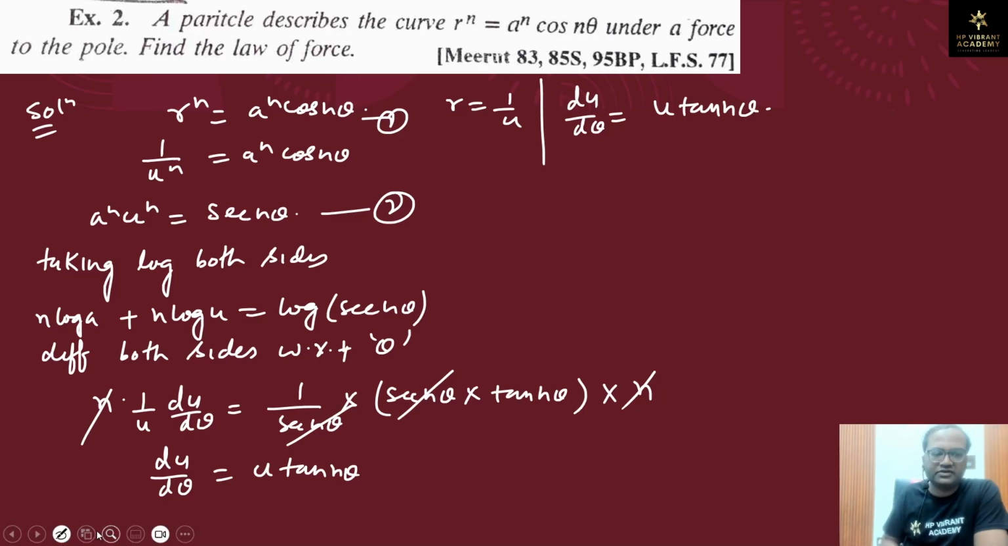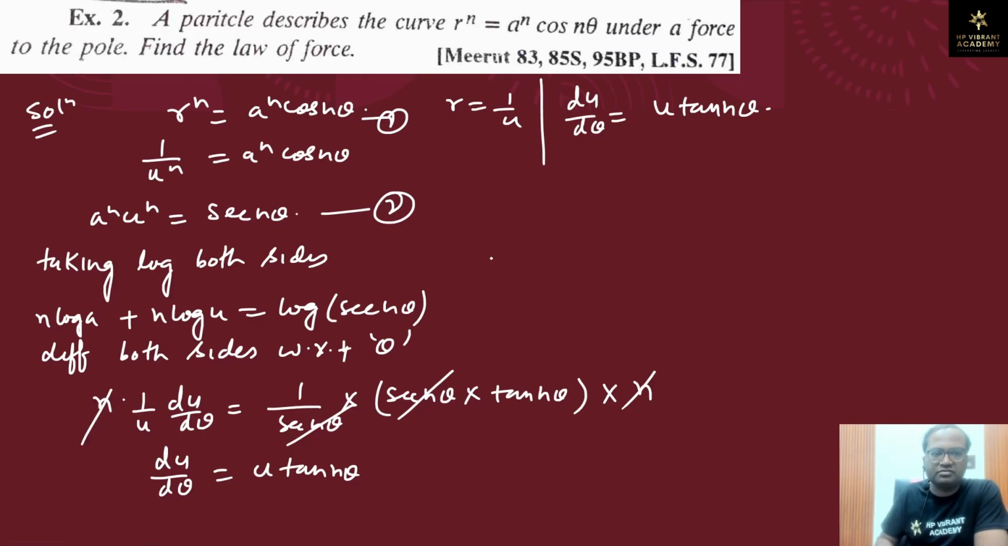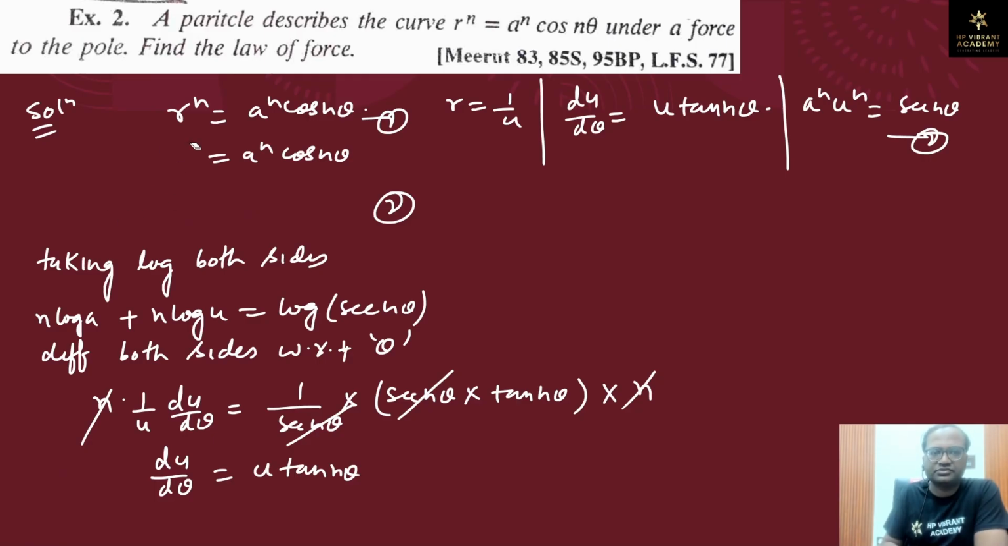So let us further differentiate this. Okay, so we also have a to the power n u to the power n is equal to sec of n theta. This is equation 2. So I am writing it separately because I will use it at the later stage.